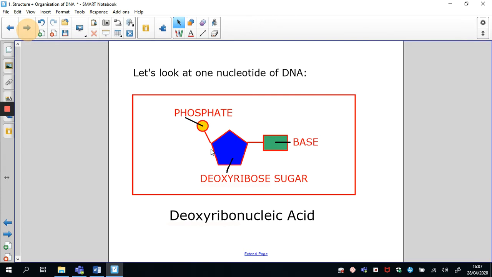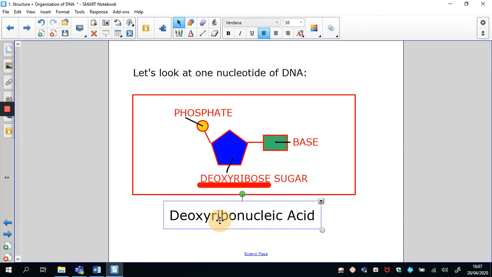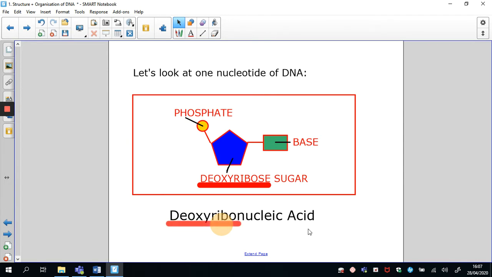We're just looking at this bit here in detail because we need to know what all the parts are called. So we've got this pentagon, okay, which is our deoxyribose sugar. Now you can see where deoxyribonucleic acid gets its name from. So deoxyribose sugar, and it's called deoxyribonucleic acid. I've just taken the SE off the end there. Coming off the side of the sugar, we've got a phosphate, usually drawn as a circle, and then coming off the other side of the sugar, we've got a base.